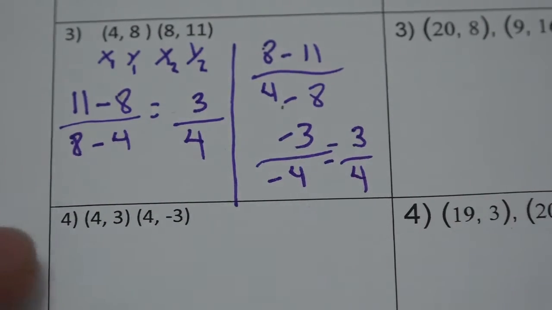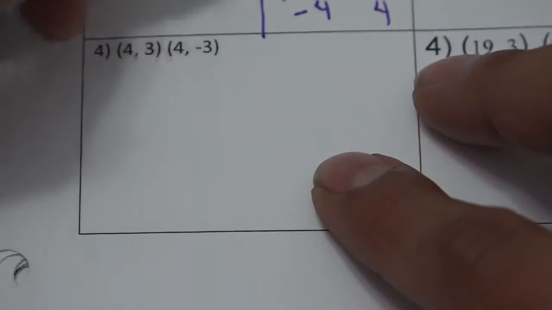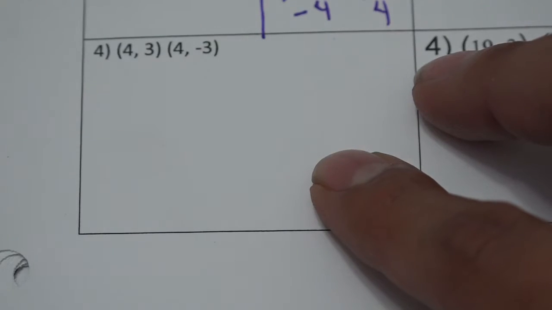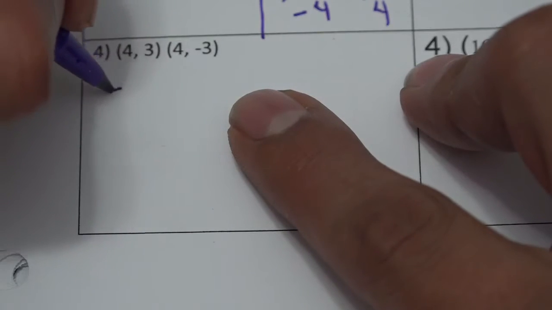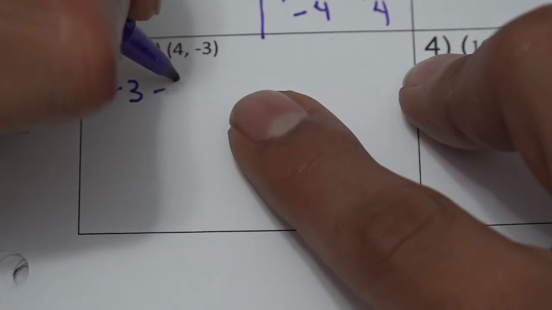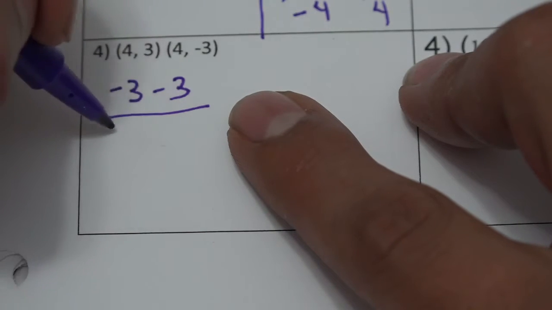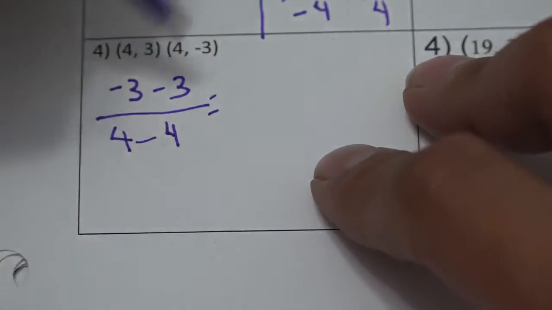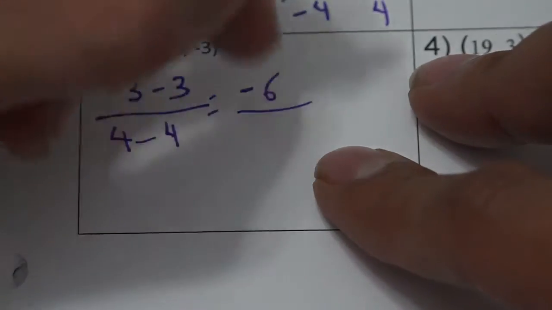Alright? Alright then, so let's try this one. Once again, label them x, y, 1, 1, 2, 2. So y2 minus y1 over x2 minus x1. Negative 3 minus 3 is negative 6, over 4 minus 4 is 0.